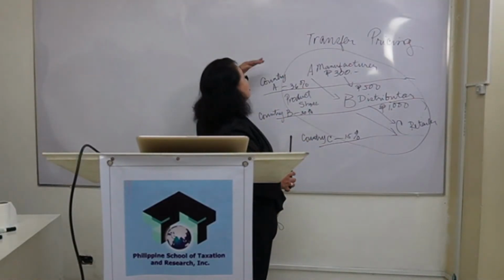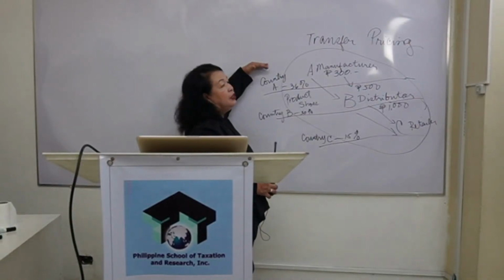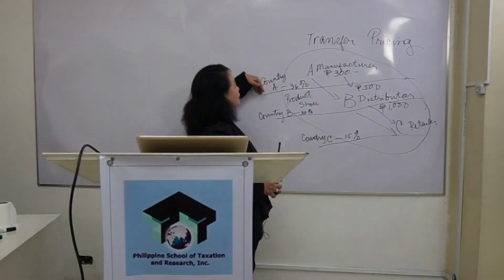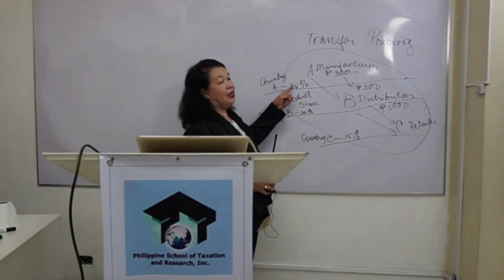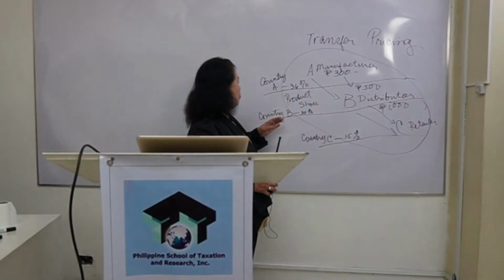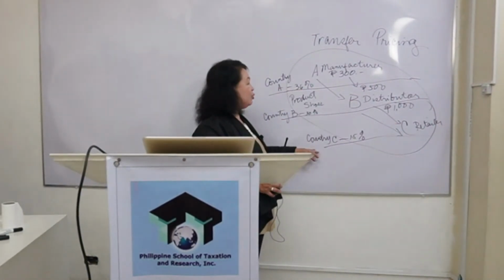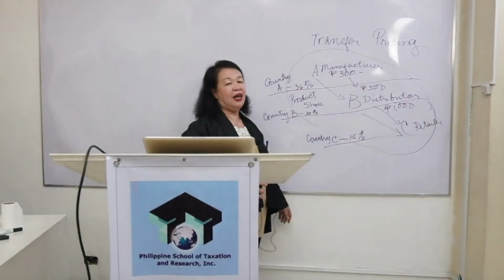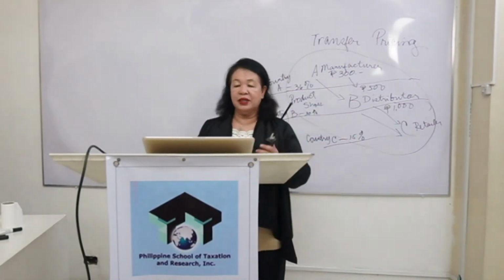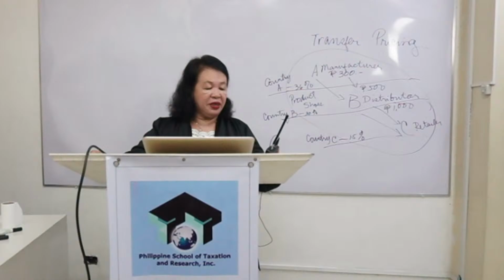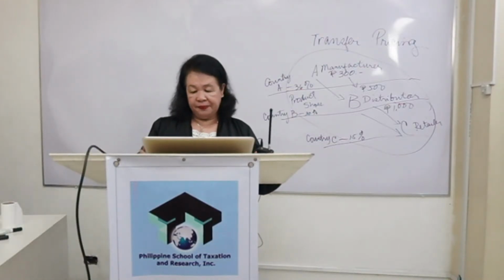So, since ito yung scenario, anong magiging issue dito? Instead na si country A, malaki yung net income na i-declare niya sa country A, liliitan niya kasi napakalaki ng tax, no? Halimbawa naman si country B, liitan din niya. Saan niya lakihan yung income na i-declare niya? Dito sa country C kasi 15% lang. No? So, ganyan po mangyayari yung related party natin sa transfer pricing.